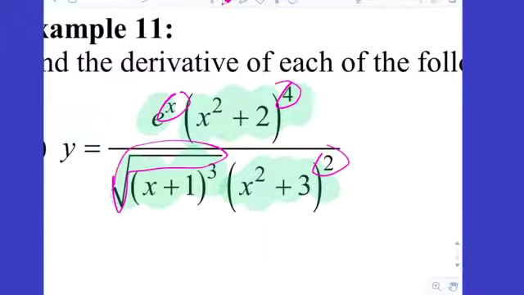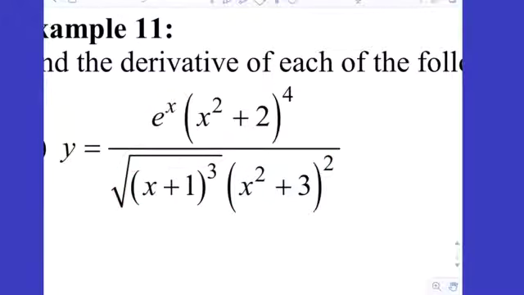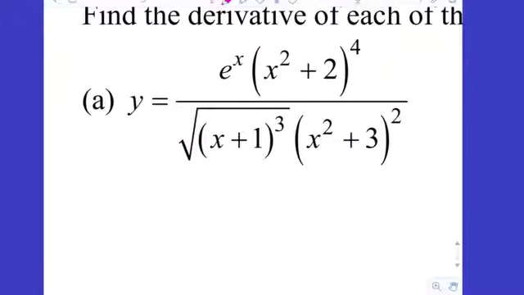Would logs help here? To simplify? To make the molehills out of this mountain? Yes, they would. But we don't have it. So the process of logarithmic differentiation is as follows. We are going to take the natural log of both sides.